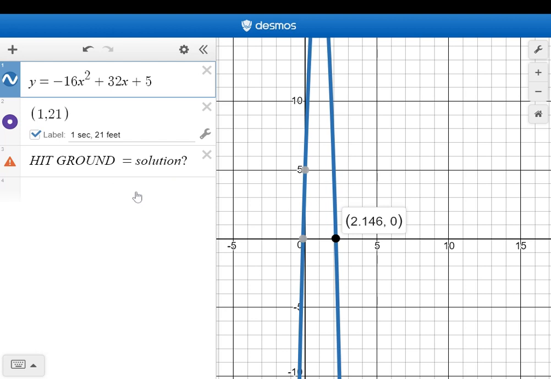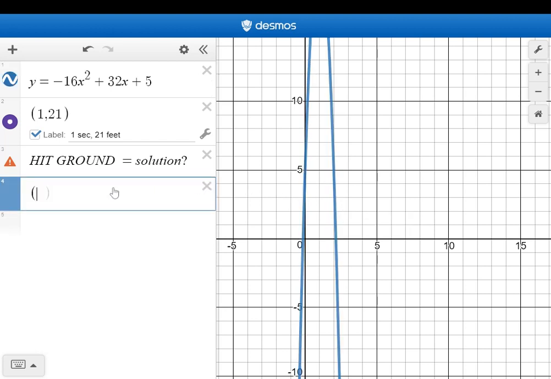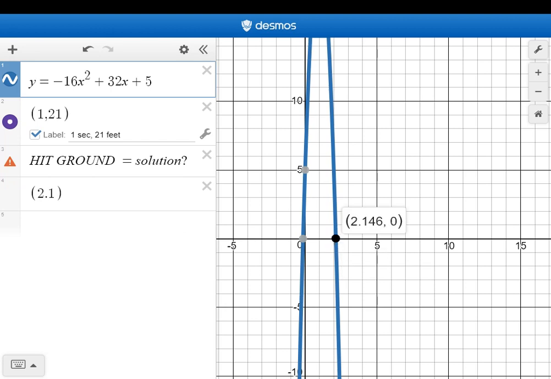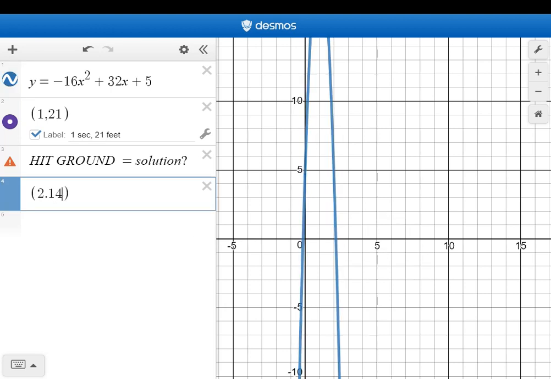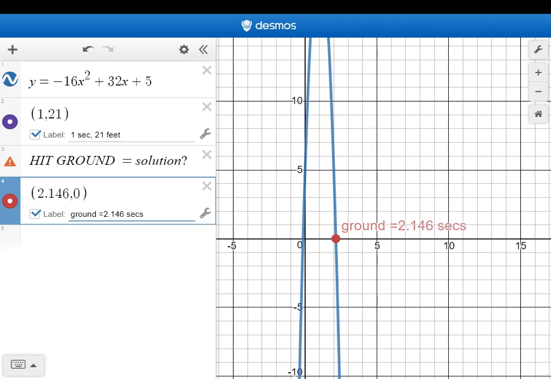So in this case, our solution is the point 2.146 comma 0. That's our solution. So if that's our solution, what does that mean? That means that it hits the ground in 2.146 seconds. So when we were asking you how long before the debris of the firework returns to the ground and hits the ground, that's going to be 2.146 seconds.